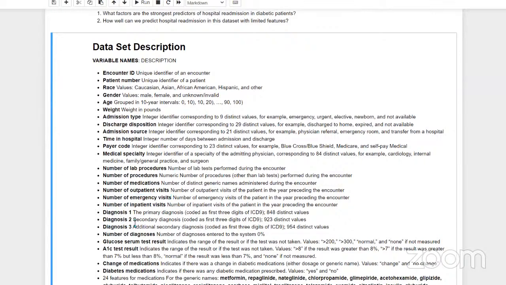Then we have three diagnoses: the primary diagnosis, secondary diagnosis, and additional secondary diagnosis. So it has around 848 distinct values for diagnosis 1, 923 for diagnosis 2, and 954 for diagnosis 3. Here we will be entering the number of diagnoses in the system.